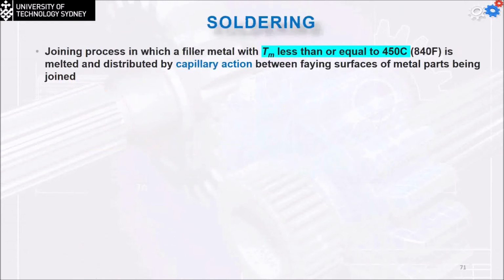Now, soldering is exactly like brazing, but with one difference: the melting temperature of the filler metal is going to be less than 450 degrees.